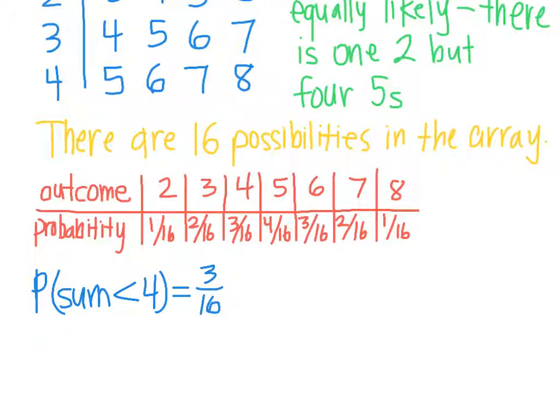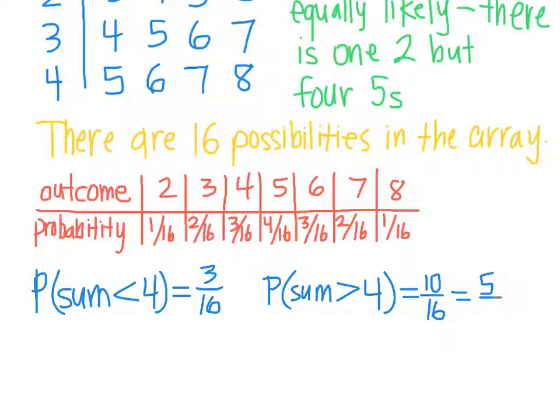Well, how about the probability of a sum greater than 4? Well, I look at all of those possibilities, and that's 5, 6, 7, and 8. And so I add all those together. 4 and 3 is 7, plus 2 is 9, plus 1 is 10. So 10/16, and I can simplify that one. So 5/8. You could also write it as a decimal or a percent.